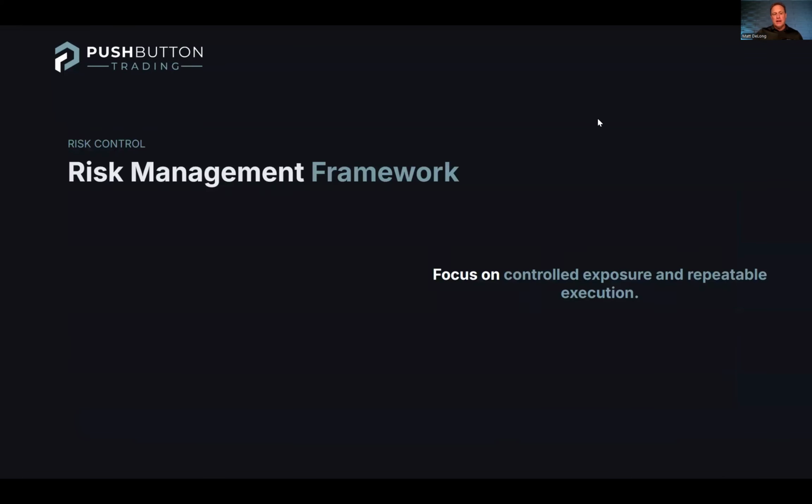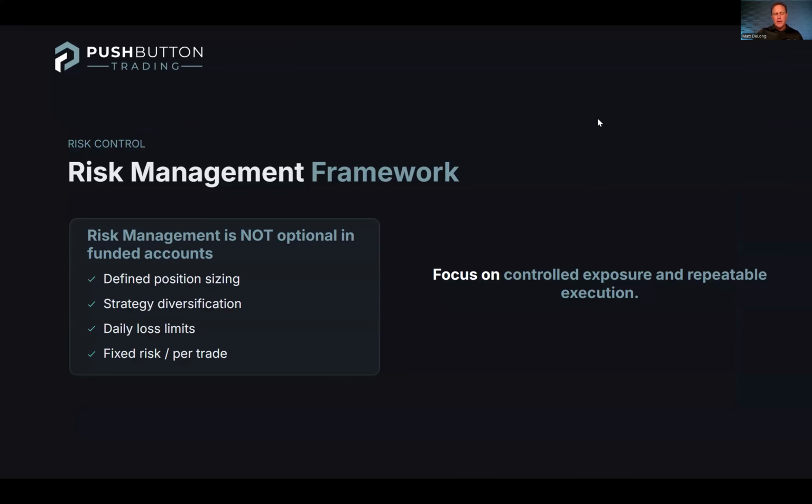So the reason our technology is more significant is that defined risk, or defined position sizing. If you're trading futures, it's going to trade a fixed number of contracts, right? That's how we define and control our risk. It works with multiple different strategies and different market conditions, following daily loss limits and fixed risk per trade. All those are very controlled, repeatable things that we can offer.